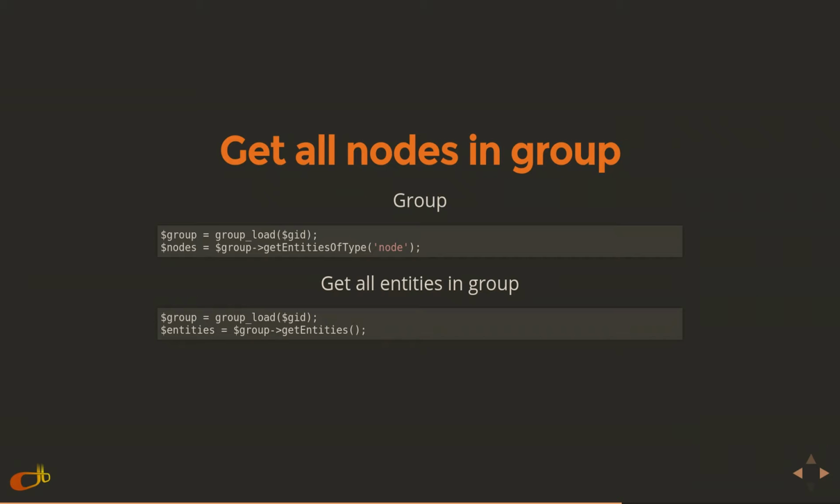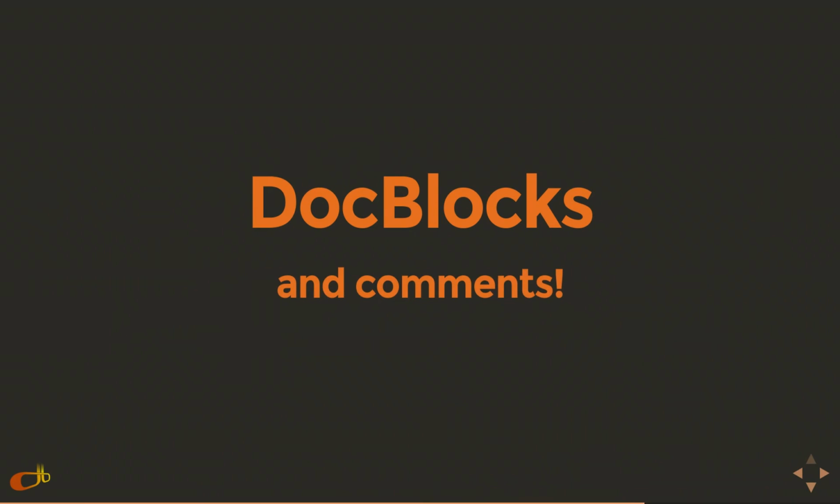And then to get all entities in a group is group get entities. So that would return all nodes, all group memberships, all subgroups, any other entities that have been integrated with it. It's extremely simple. It's extremely helpful when it's all just there.